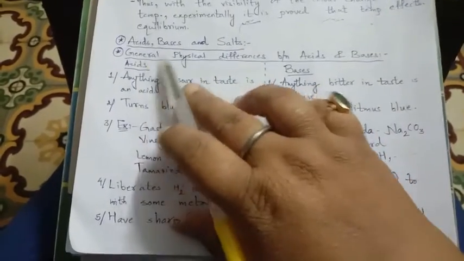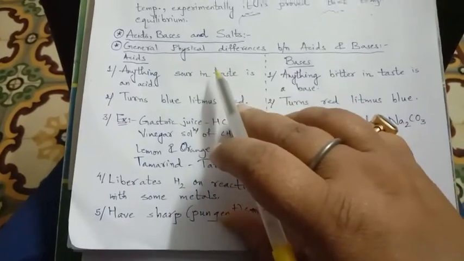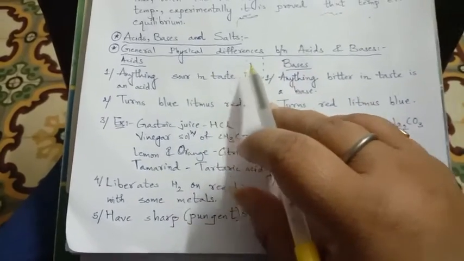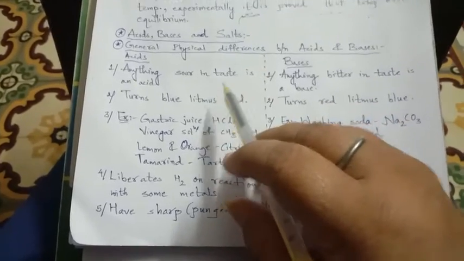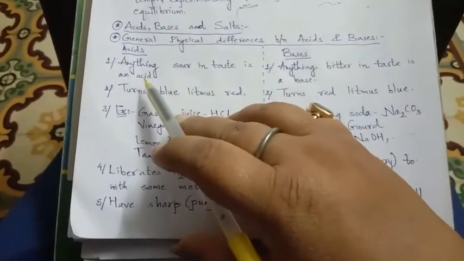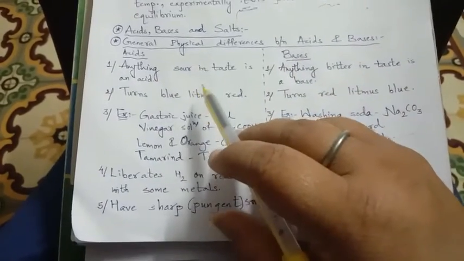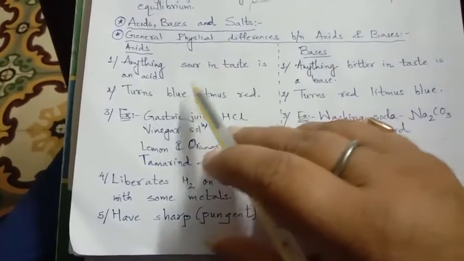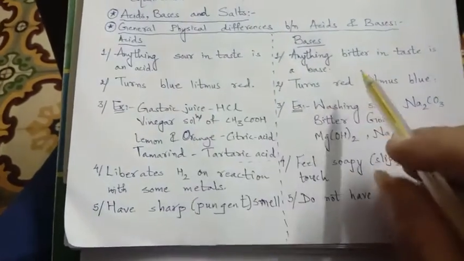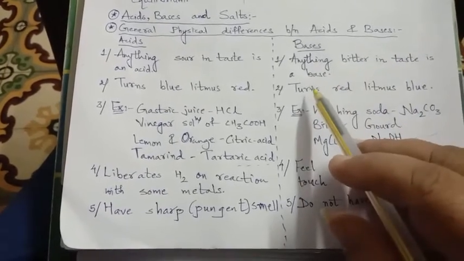Generally, we know about acids, bases, and salts. So, in this video, we will go through the general difference between acids and bases and somewhat general characteristics of salts. Acids and bases differ in their taste. Anything which is sour in taste, we term it an acid. On the other hand, anything which is bitter in taste is a base.